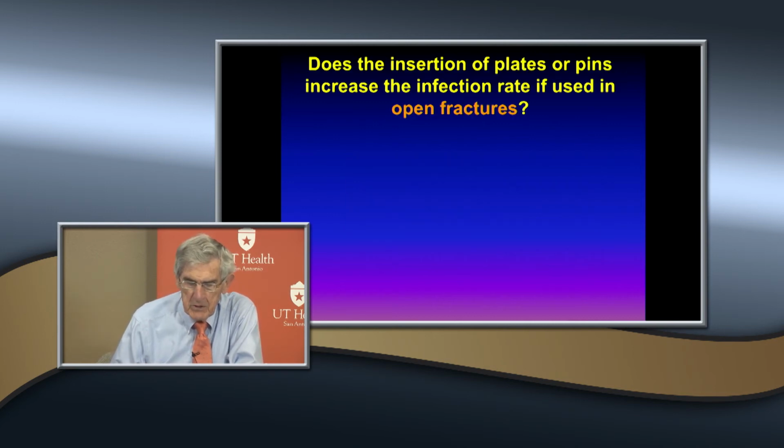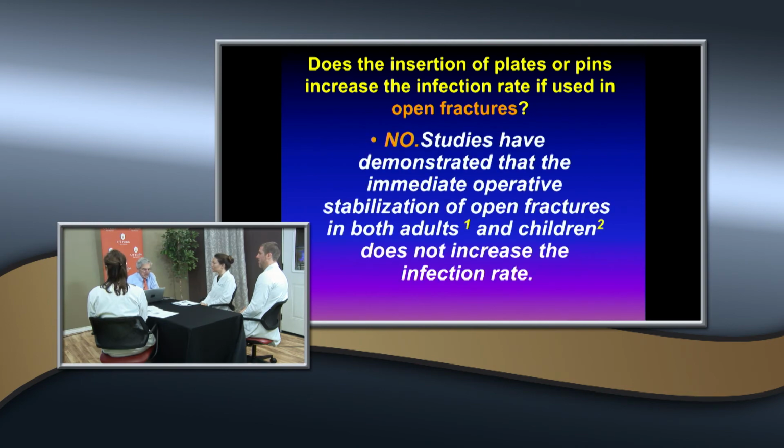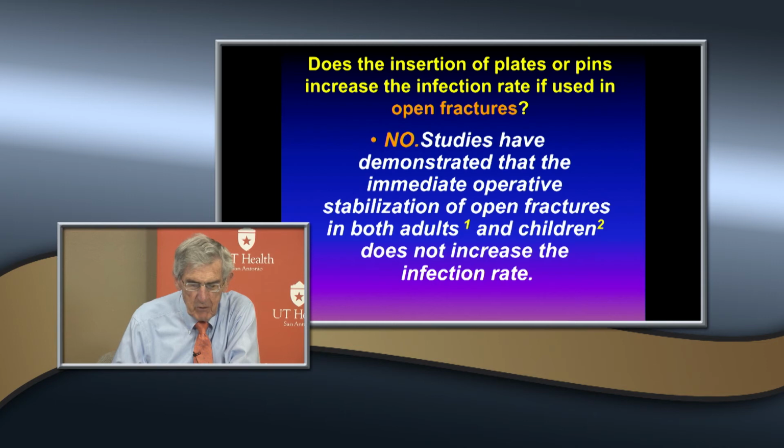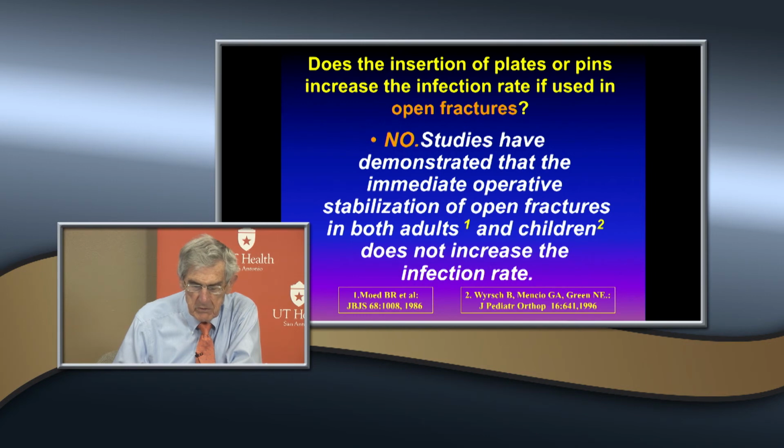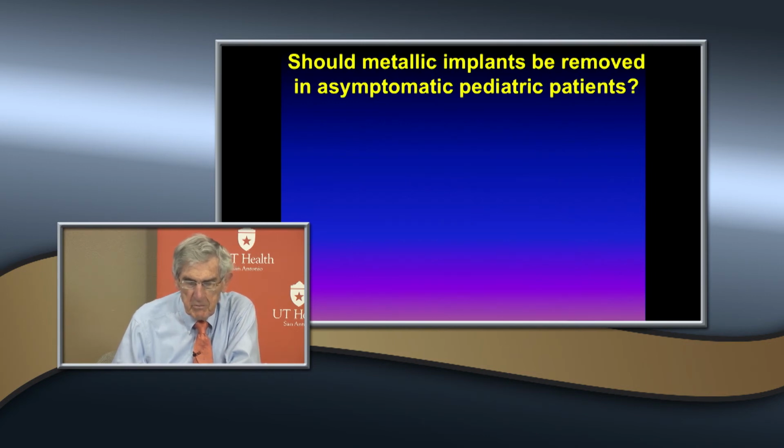Now, when I was a resident, we were told you never put metal in open fractures because it increases the infection rate. What do the new studies show? It's not increased infection. That's right. Studies have demonstrated that immediate operative stabilization of open fractures in both adults and children does not increase the infection rate, as long as you follow the other rules: good debridement, good irrigation, and secondary closure of your skin. So these are the 2 studies that have shown that. Should metallic implants be removed if they're asymptomatic?